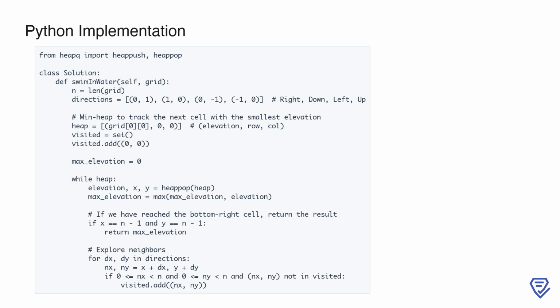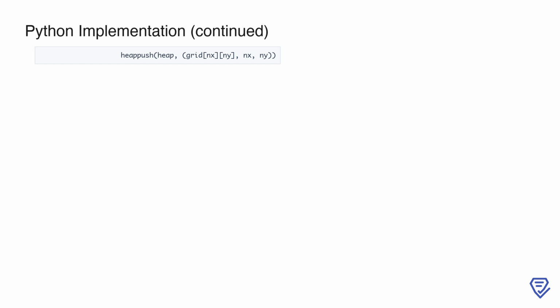Inside the while loop, we extract the cell with the smallest elevation using heappop and update max_elevation accordingly. If the current cell is the bottom right corner, we've reached our destination and can return max_elevation as the result. Otherwise, we proceed to explore all valid neighboring cells. For each neighbor, we calculate its coordinates and check if it lies within the grid boundaries and hasn't been visited yet. If the neighbor is valid, we mark it as visited and push it into the heap along with its elevation. This ensures that the heap always contains the next possible cells to process, prioritized by their elevation.